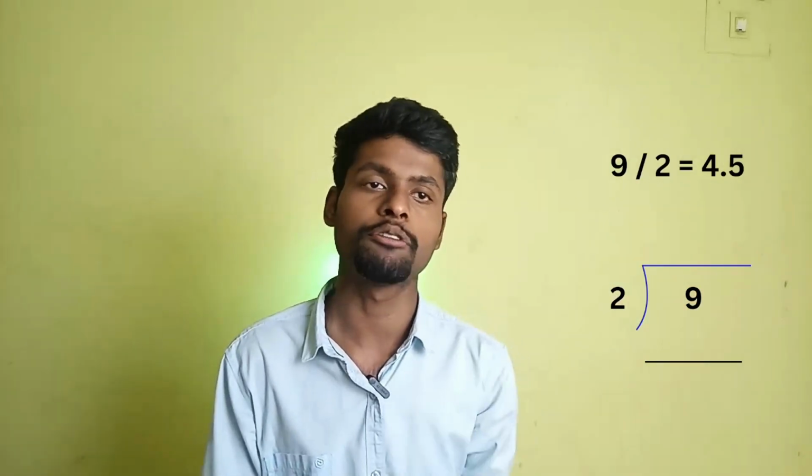Now the user given value is 9. Now we need to find the remainder value for this 9. Hope I am clear. What will be our first step? First step, we need to divide this value. If I divide 9 by 2, then I will get 4.5.